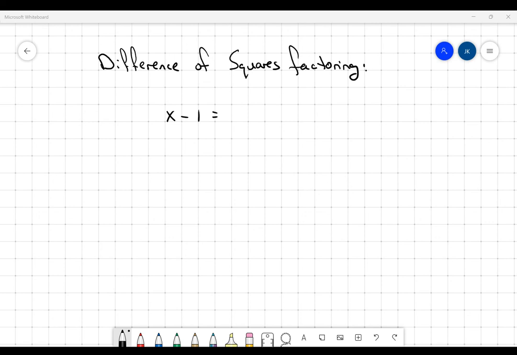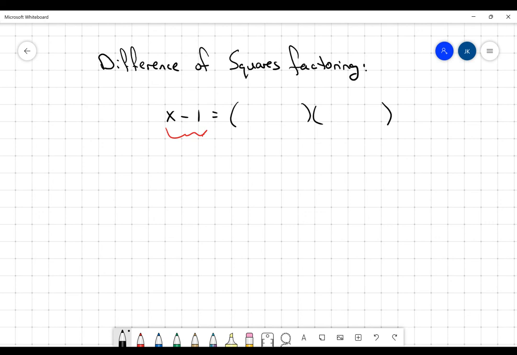This video, in this case, is really not going to be about what you should do, but more what you can do with something that looks like this. Because you might look at this and say, well, wait a minute, you're asking me to factor this as a difference of squares, but x is clearly not a perfect square. One is, but x isn't here.